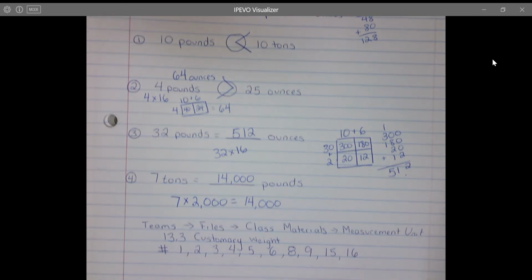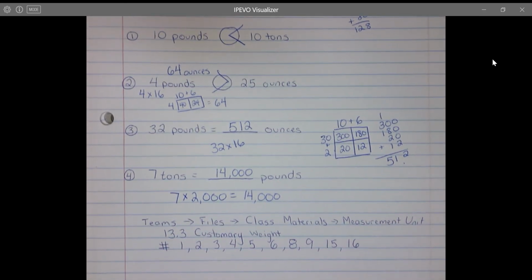So for our homework assignment that I'll be going over in the next video tomorrow, it's going to be found in Teams, under Files, Class Materials, and it's going to be in the Measurement unit. And this one's going to be titled 13.3 Customary Weight. It's going to be questions 1, 2, 3, 4, 5, 6, 8, 9, 15, and 16.